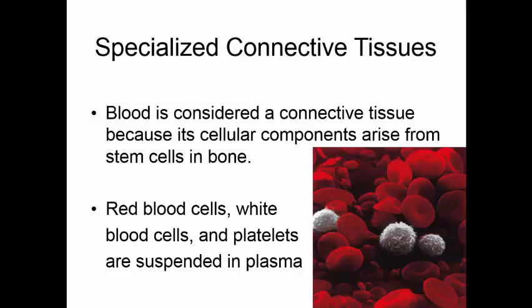It is cells within some kind of a matrix. The cells are your white blood cells, your red blood cells and your platelets, and the matrix is the plasma. So the red blood cells, white blood cells and platelets suspended in the plasma still follow that same idea of connective tissues, even though it's more flowy than our cartilage and our epithelial tissues.